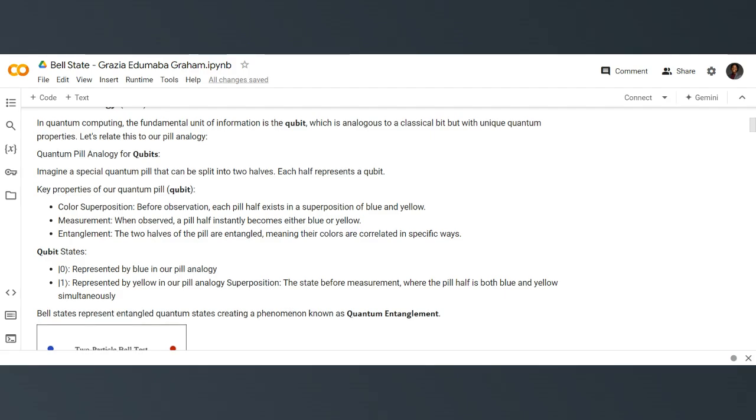So going down, we are looking at the qubit state in our analogy. A state of 0 will be represented by blue, and a state of 1 will be represented by yellow. And a state of superposition will be a blend of the two.